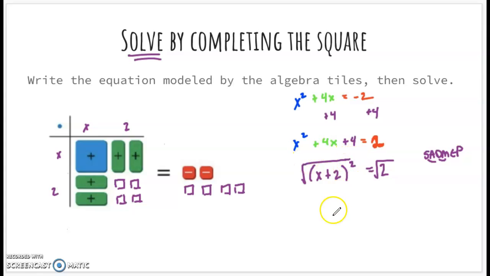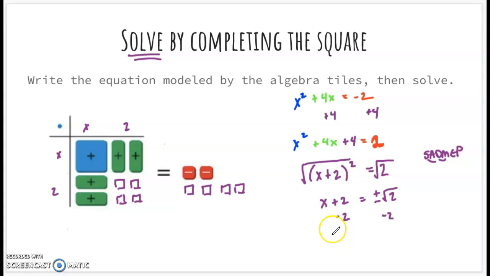The square root of my square leaves me with x plus 2, and then the square root of my 2, unfortunately, doesn't work out nicely, so I would just have plus or minus the square root of 2. That's an irrational number. I'm not quite to my final answer yet. I still have this plus 2 attached to my x, so I have to get rid of that by doing the opposite. The opposite of plus 2 is -2. If I do it to one side of my equal sign, I have to also do it to the other.